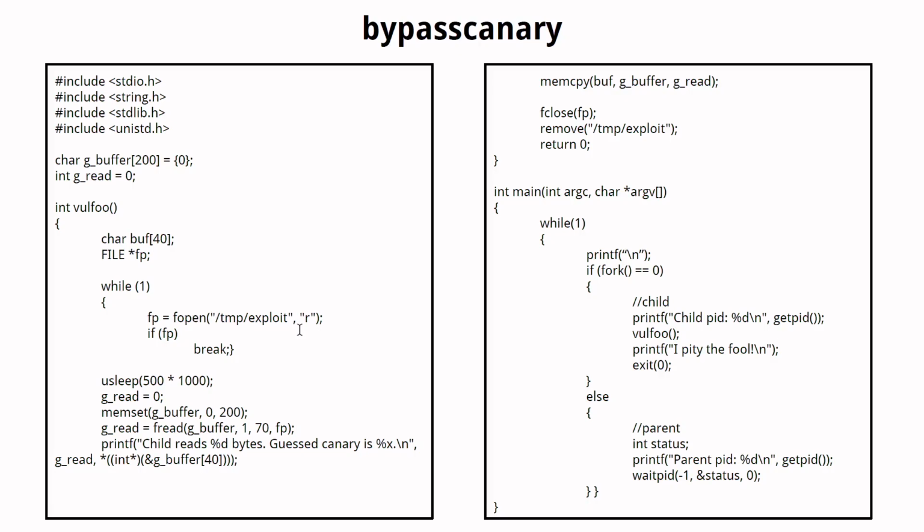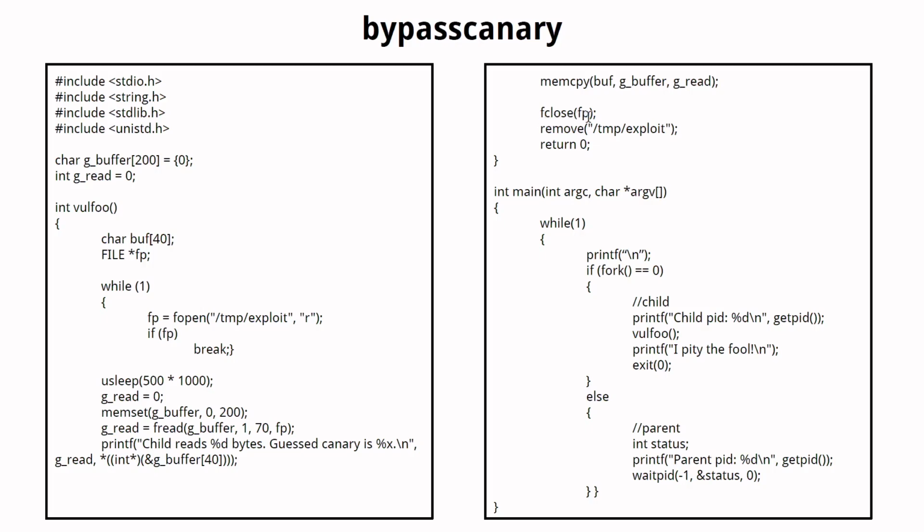Okay. If the file exists, it will try to read the content of the file, called temp exploit. It uses fread to read the file into a global buffer, and prints out how many bytes the child process read, and the guessed canary value. Okay. It prints out the canary value you are trying to guess. Then it does a memory copy from the global buffer to the buffer on the stack. That's where the stack-based buffer overflow happens.